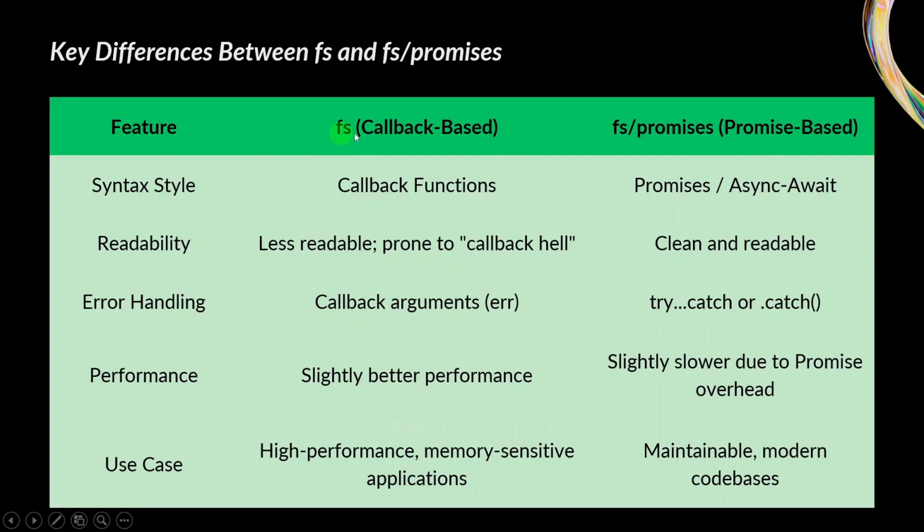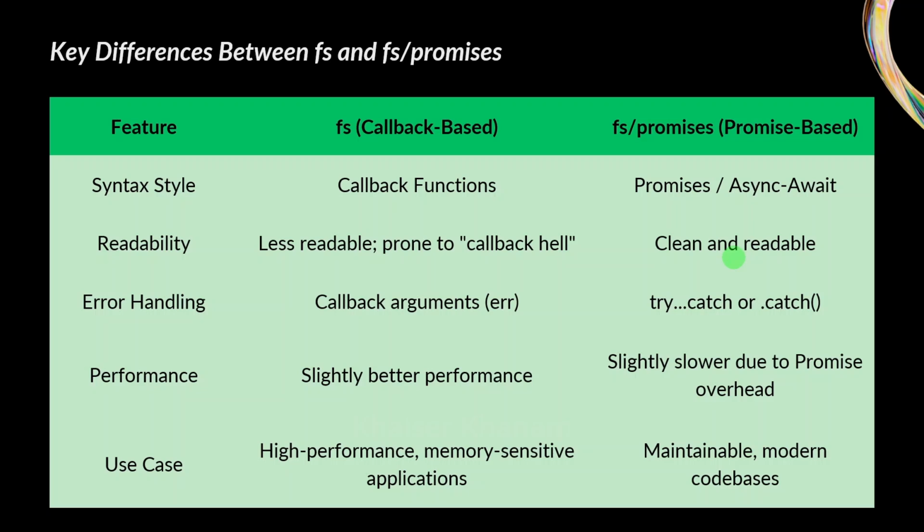So let us understand key differences between fs and fs promises. So first, fs, I'm just going to refer to it as callback based, that is the asynchronous approach. So here we will be using callback functions. But inside the promise based one, we are going to use promises. You can either use then and catch or you can simply use async await. And coming to readability, using callback functions, our code is less readable and we are just going to enter into callback hell. But using the promise based one, our code is very clean and it is more readable.